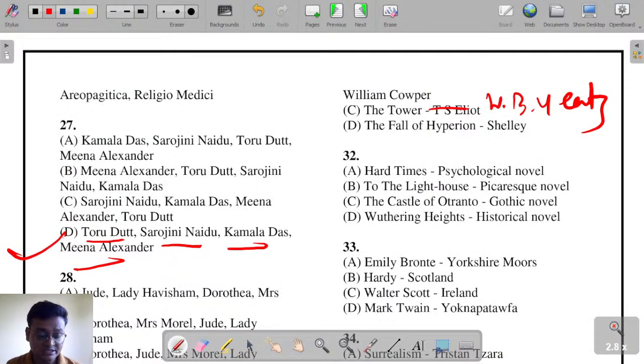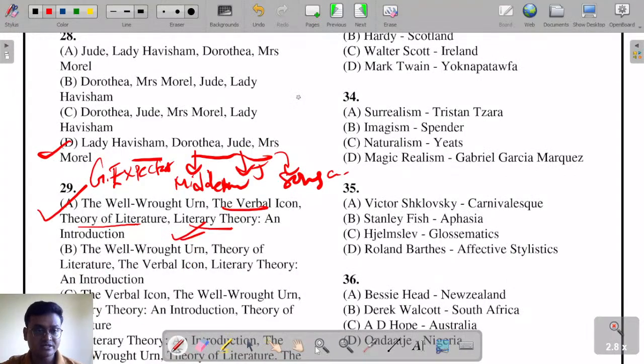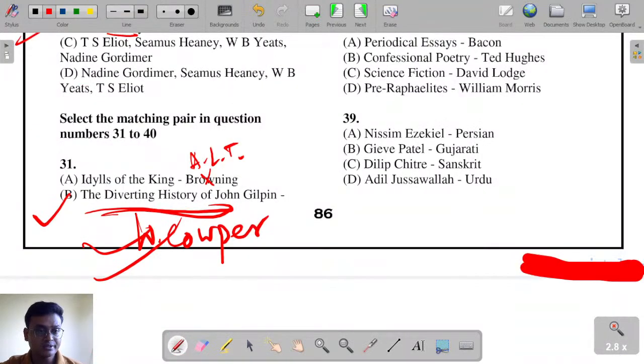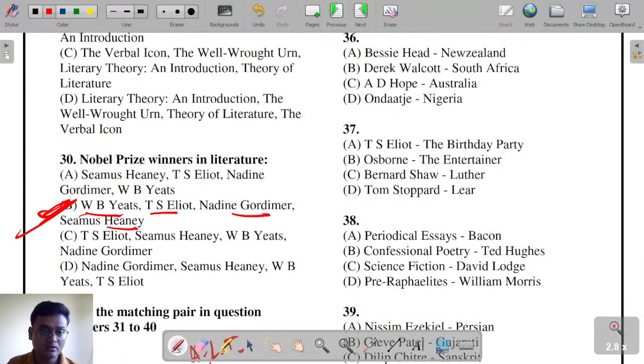The Fall of Hyperion. Who has written The Fall of Hyperion? John Keats has written it. So the only right option is actually here, William Cooper's John Gipling, that is The Diverting History of John Gipling. Hyperion by John Keats.